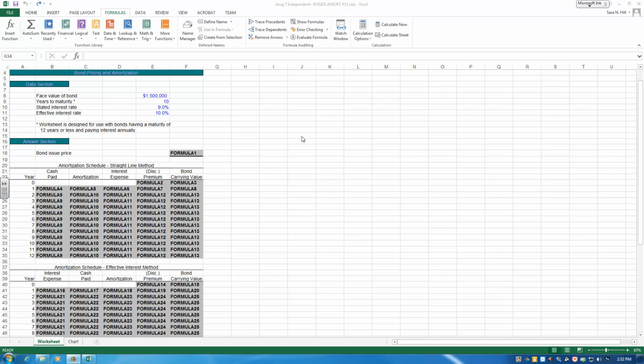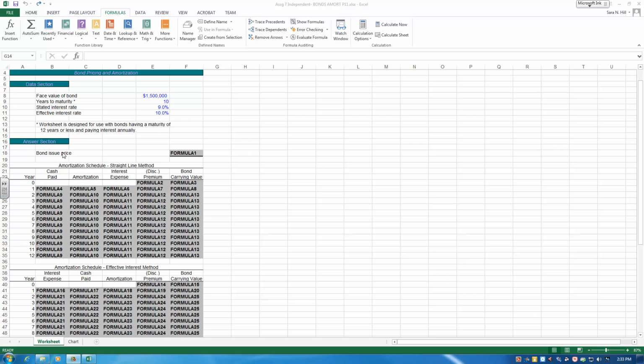So let's take a look at our spreadsheet here. We've got some initial data available to us. The original face value of the bond was $1.5 million with a 10-year maturity. The stated interest rate on the bond is 9%. But interest rates today are 10%. So if I'm purchasing this bond today, my effective interest rate is current interest rates, which is 10%. So let's get started on this homework assignment together and get you going.